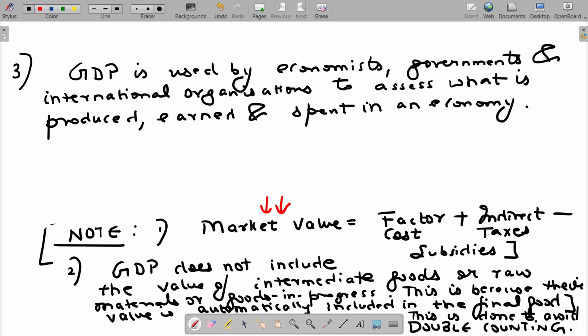So this concept of GDP is very widely used by economists. It helps one to assess what is produced in the economy, the income earned and spent. Again, total output, total income, total expenditure. Okay, so hoping students have understood this. Now, let's understand what is gross national income.